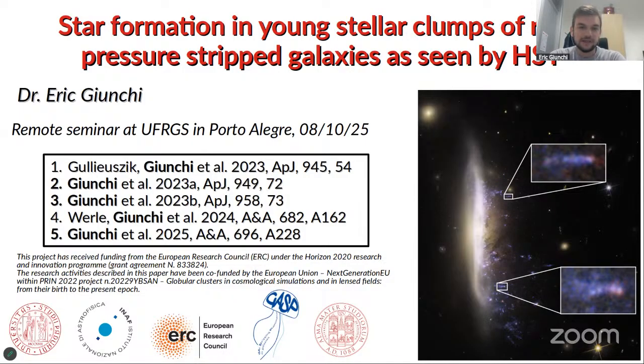So as the title suggests, I'm going to talk about stellar clumps, but in these specific kinds of objects, so galaxies that live in galaxy clusters and that are undergoing ram pressure stripping. Most of the results are published in these 5 publications that you see here. Of course, at the end, there is also some ongoing work.